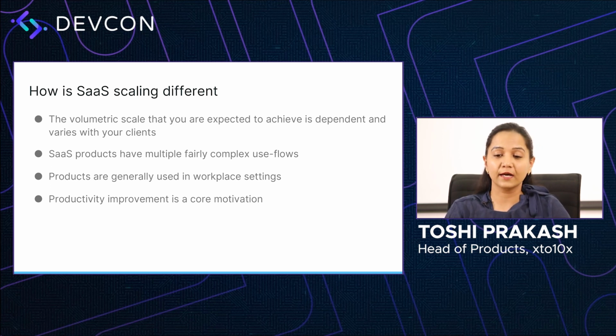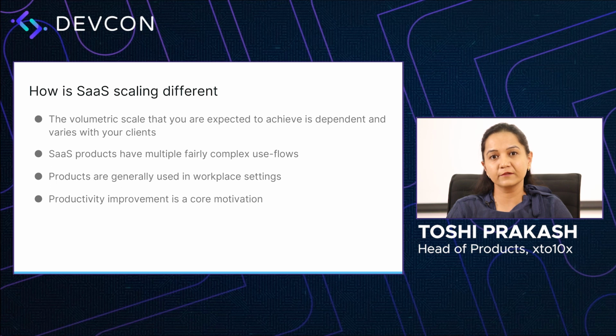SaaS products also have fairly complex user flows. They need to synthesize a lot of data. It's not a typical B2C conversion funnel. It's not a typical sales funnel. You will have multiple screens, multiple dashboards, multiple workflows within a single product itself. And everything needs to scale. It's not just one flow that you need to scale, everything needs to scale.